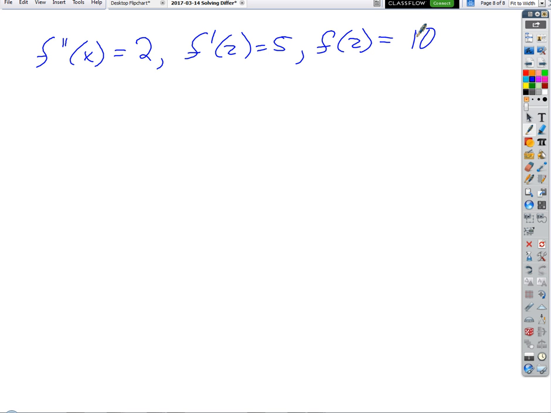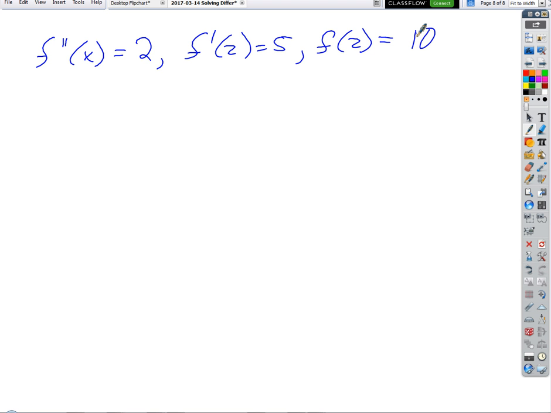Okay, what about this one? Oh, this is so cool. So what do we do here? We've got a second derivative, right? So how do we undo a second derivative? We do the antiderivative twice. The second derivative is the derivative of the first derivative, right?